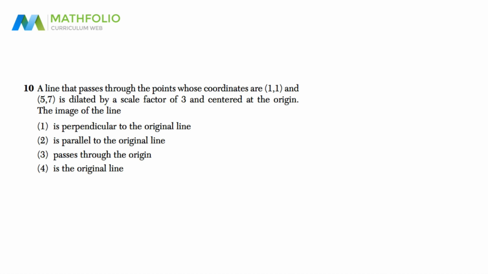Okay, this is 10. A line that passes through the points whose coordinates are 1, 1 and 5, 7 is dilated by a scale factor of 3. So let's think about this. Let me actually use the line tool. I'm going to plot this real briefly. So I'm going to go straight down, use the shift, and then also let me go straight across.